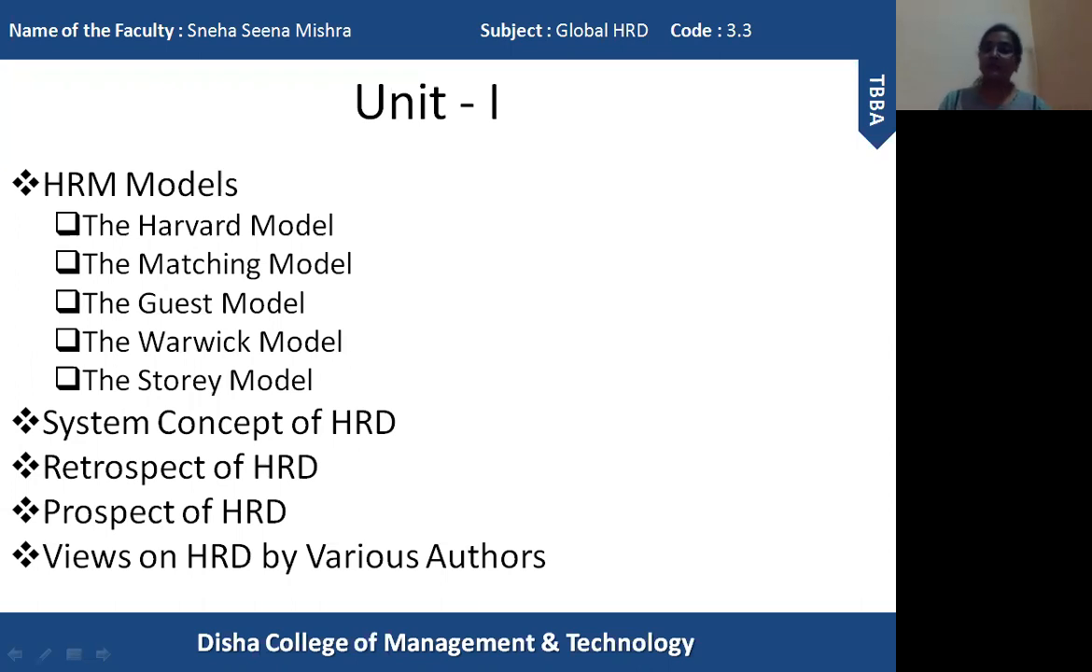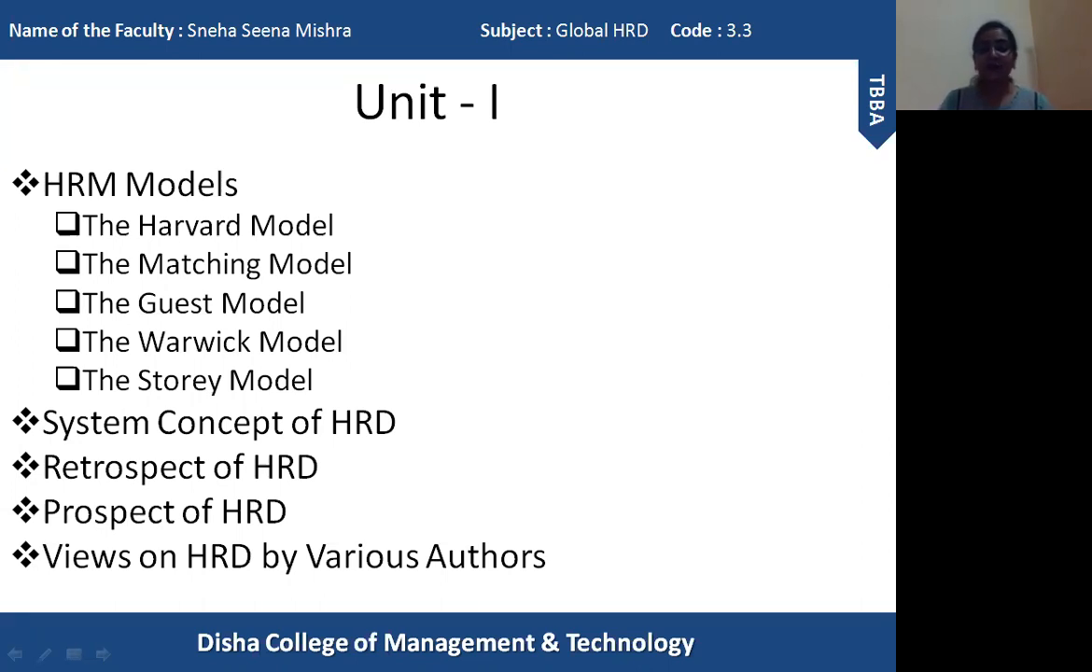Now, like I said, the system concept of HRD, HRD subsystems, HRD mechanisms, and HRD activities are very similar to each other. If you go through one topic thoroughly, you can easily understand the other topics also, because almost all the points are very similar. There are only a few points which are different from one topic to another. So that is the system concept of HRD.